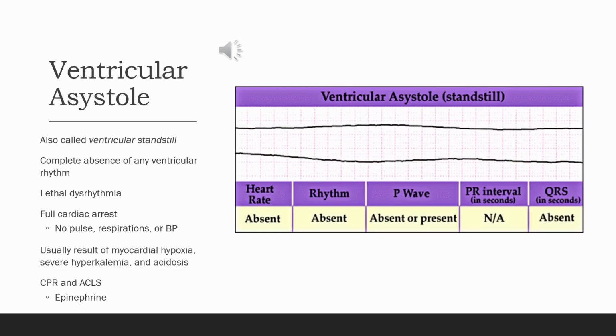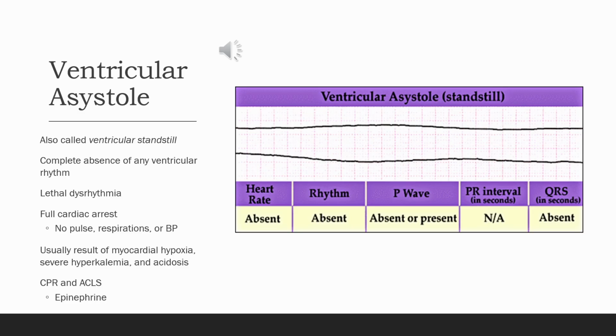All right, now let's talk about ventricular asystole, which is also known as ventricular standstill, or just simply asystole. This is the complete absence of any electrical activity in the ventricles, making it one of the most lethal dysrhythmias. Physiologically, there are no electrical impulses traveling through the ventricles, meaning there's no ventricular depolarization, no QRS complexes, no contraction, and therefore no cardiac output or perfusion to the rest of the body.